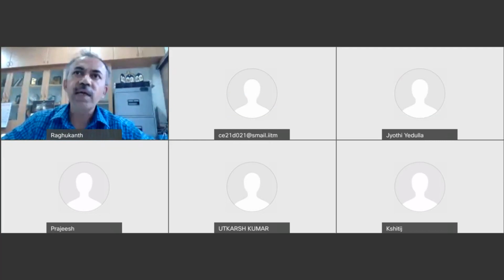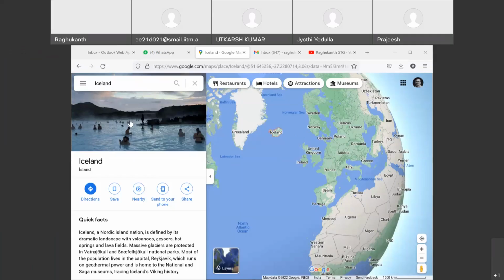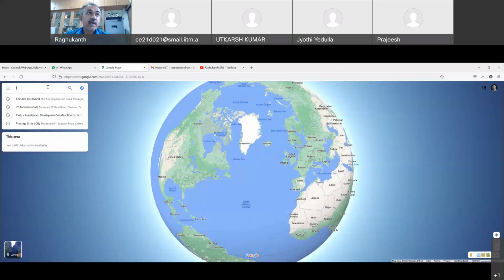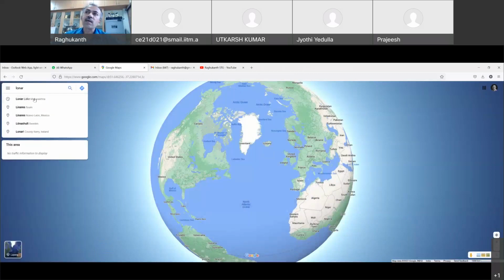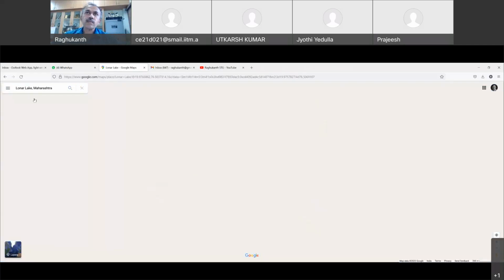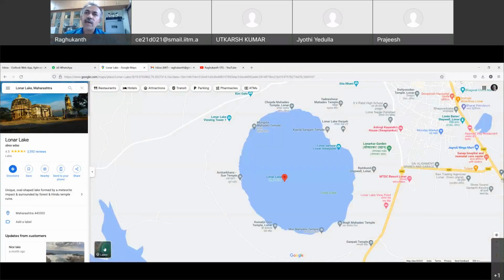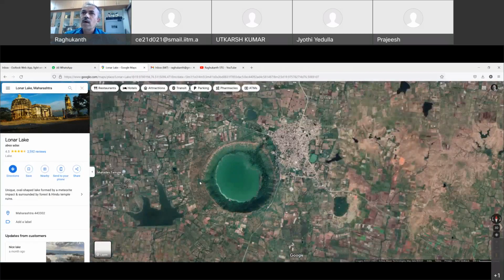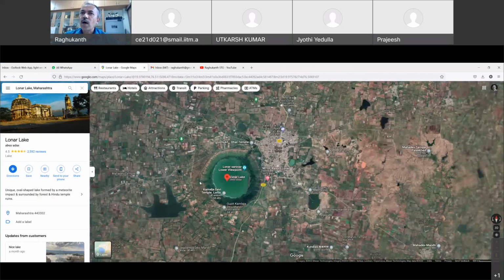So you can see in Google Earth itself. I will just show you. You can see this one. So if you put it up, you can see the analogy, lunar crater, okay, which is in Maharashtra. You can see here. Yes, sir, it is visible, right? It is a lunar lake, they say.